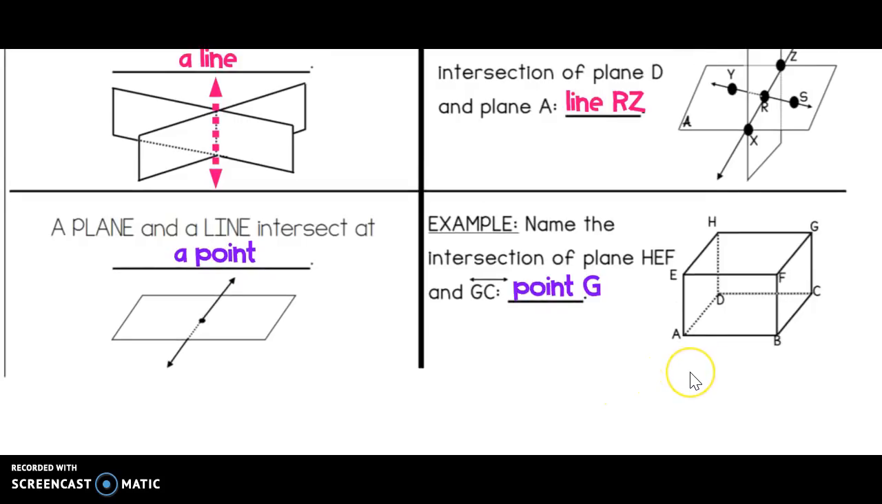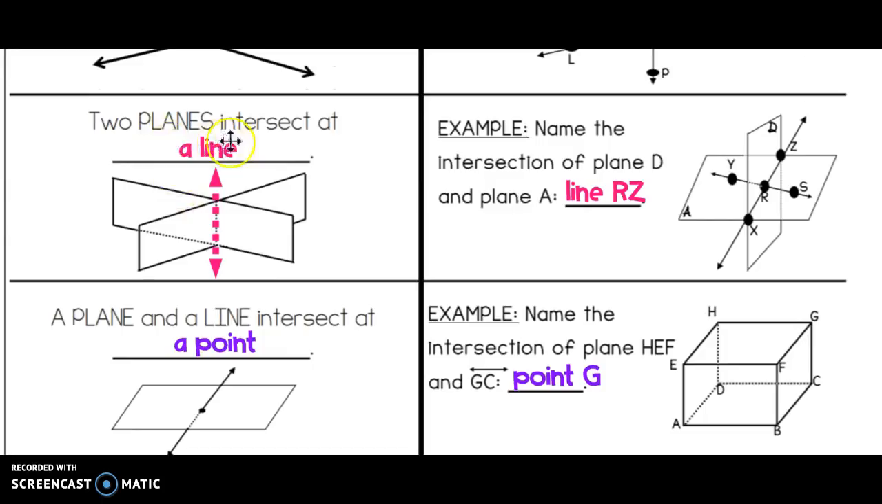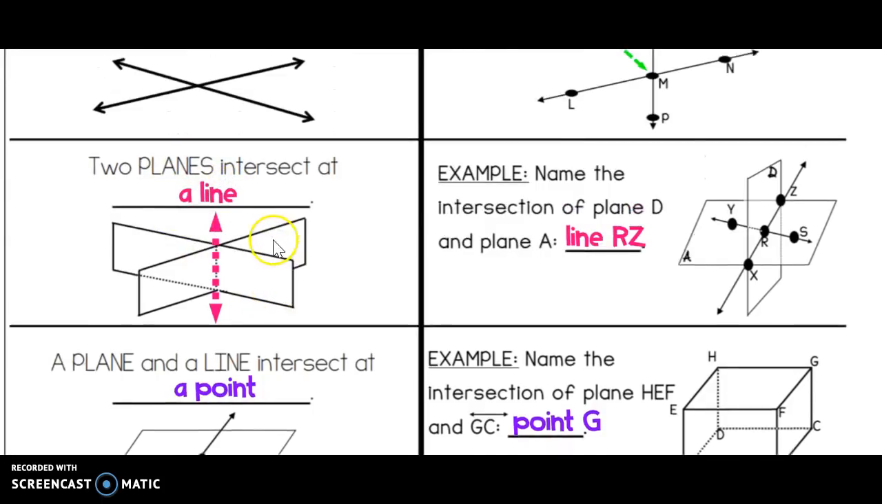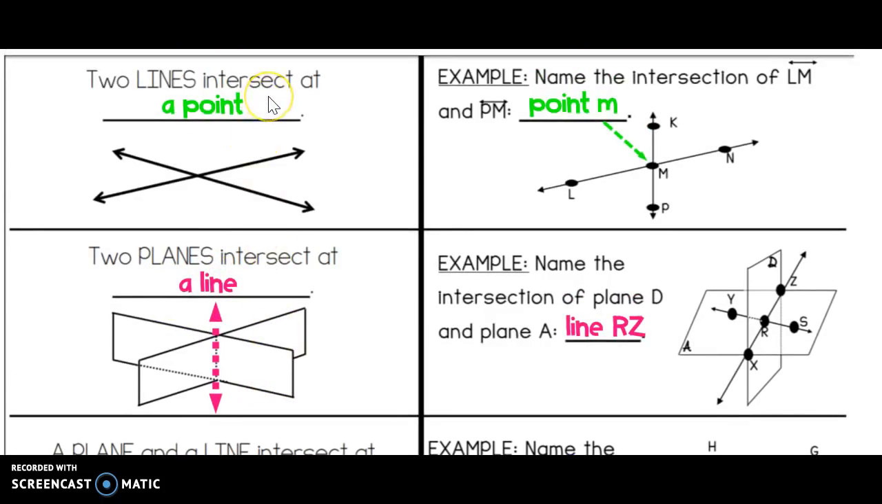Okay, so anytime you are looking at intersections, know what to look for. So if you're looking at a plane and a line, know that your answer is going to be a point. If you're looking at 2 planes, know that I expect your answer to be a line. And if you're looking at two lines, know that the intersection of those is always just 1 point.